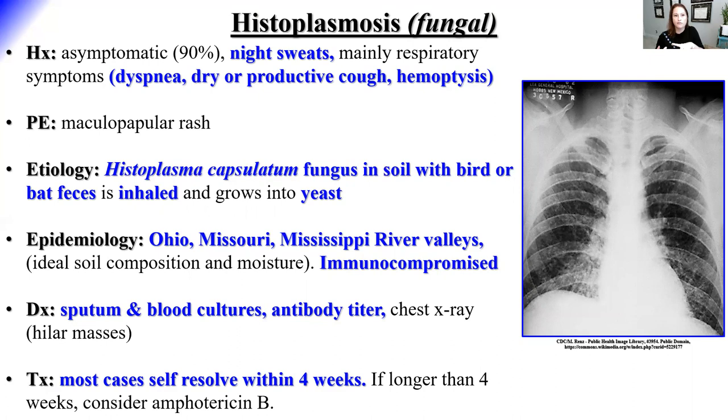There's a maculopapular kind of a finer rash with this one, whereas the pustular rash is more associated with the cryptococcosis. The cryptococcosis was the Pacific coast. This one is found more in the Ohio, Missouri, and Mississippi River valleys because they have an ideal soil composition and moisture content for this yeast to grow. Sputum and blood cultures would be diagnostic. An antibody titer would be a good test. And then a chest x-ray, it may be nonspecific, but hilar masses are more likely to be found in somebody with histoplasmosis.